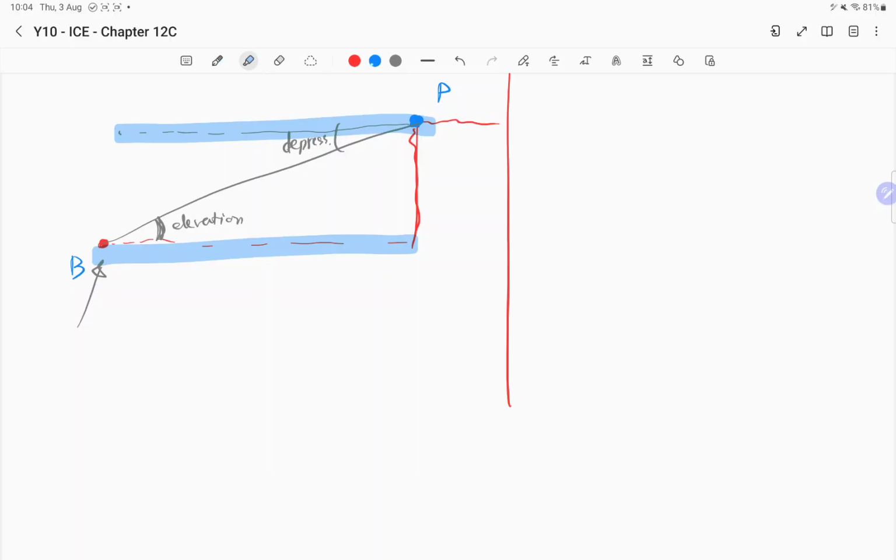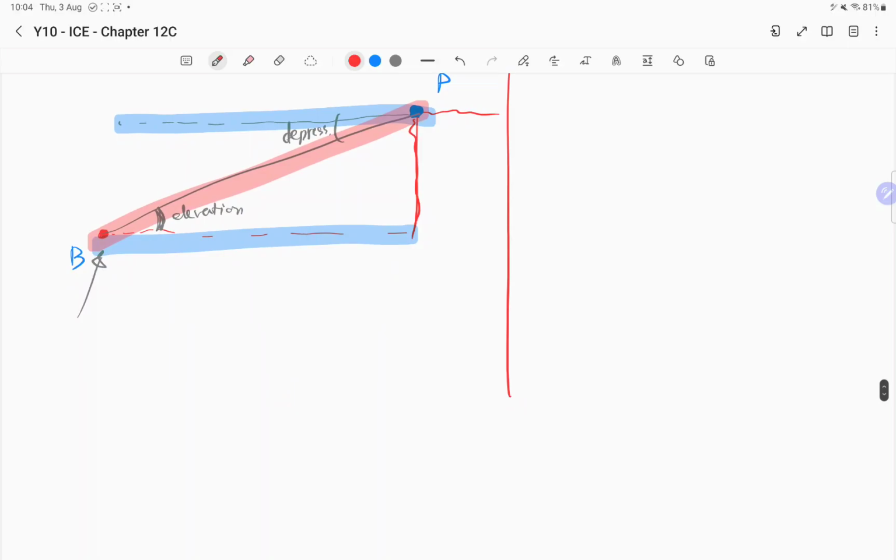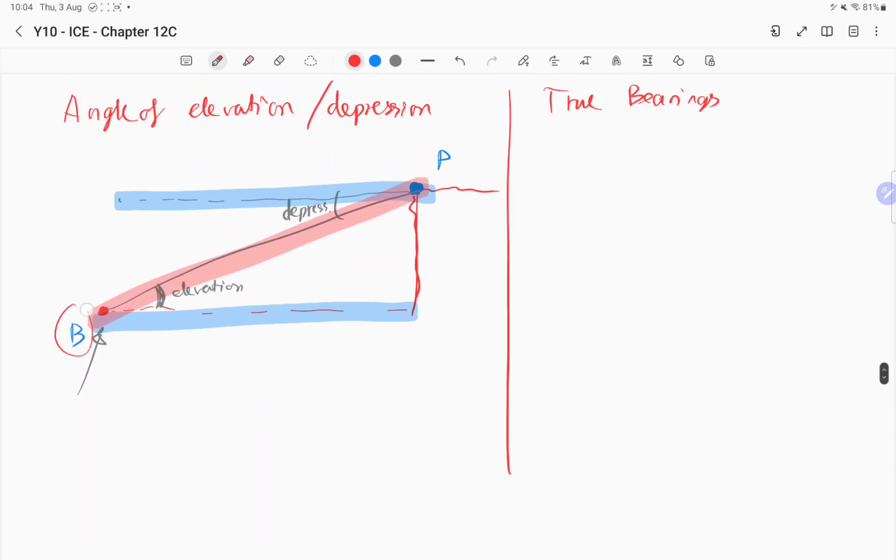which means that you can apply the Z rule. See the big Z there? Apply the Z rule, and then you can say that the angle of elevation is the same as the angle of depression. So if you have 2 points like B and P here, the angle of elevation is the same as the angle of depression because of the Z rule, and this is quite handy to use in some of the questions. Next, we'll go on to true bearings here.